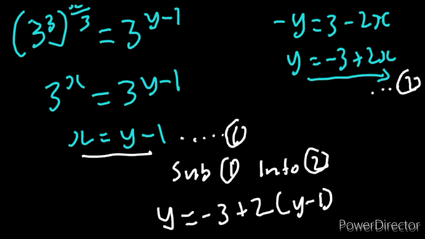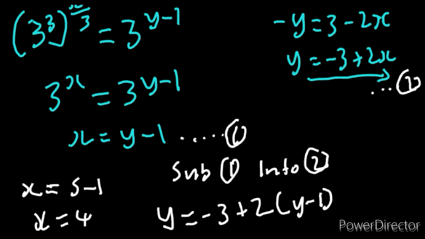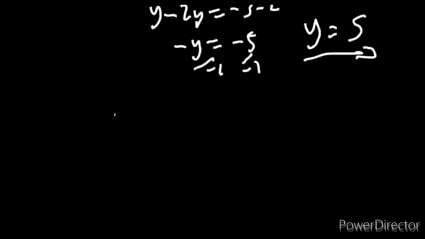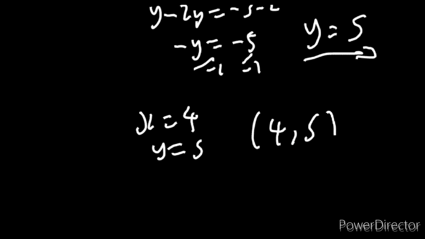So I'll write this exactly the same. It's just that in place of y, I'll put 5 because y equals 5. And we've got x equals 4. So there we have it. We have solved for x and y. So if you want, you can even put it in coordinate form.